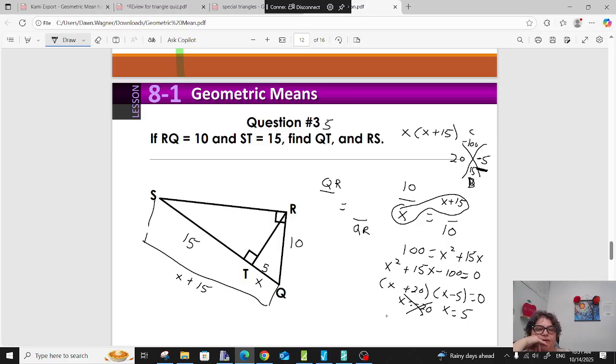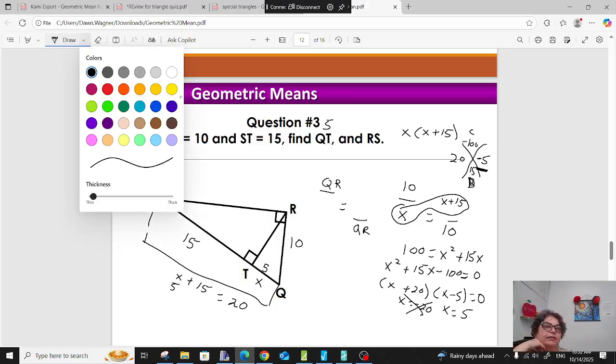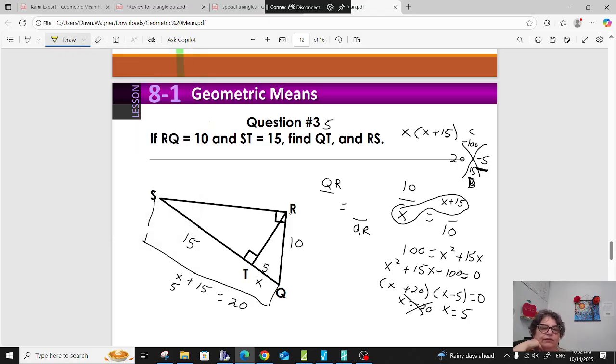What's the whole hypotenuse then? 5 plus 15 is what? 20. So now could I find RS? I don't have to do anything fancy to find RS. I'll let you guys finish writing.